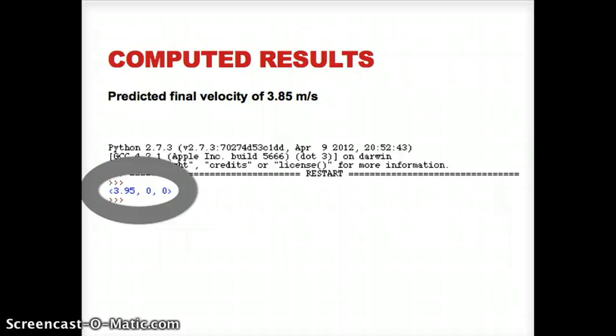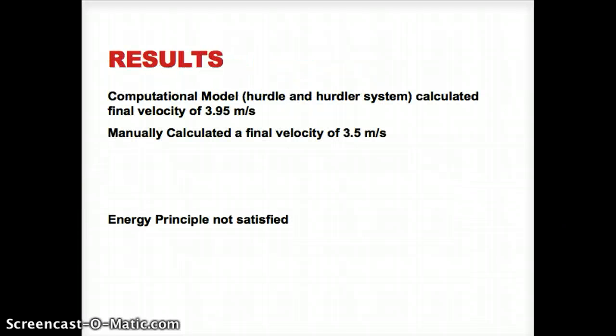So after we ran the code, the computed results came out to a velocity of 3.95 meters per second, and as I stated earlier, the manual calculation of the final velocity was 3.5 meters per second. So we can see that there's a difference here. This difference is probably attributed to the fact that I didn't put gravitational forces, drag or air resistance force, or any of the friction into the computational model.